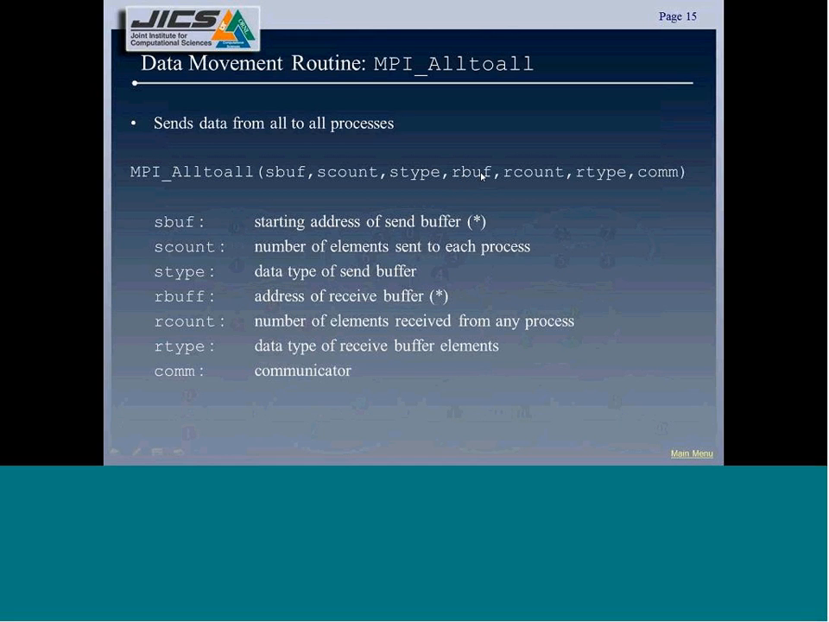Of the receive buffer, that's again a pointer. The receive count is the number of elements received from any process, and the type the receive buffer has to be specified as well. And for all MPI collective calls, for the most part, you use MPI_COMM_WORLD. We'll talk about these.